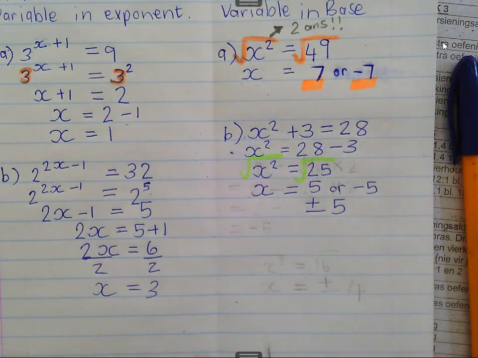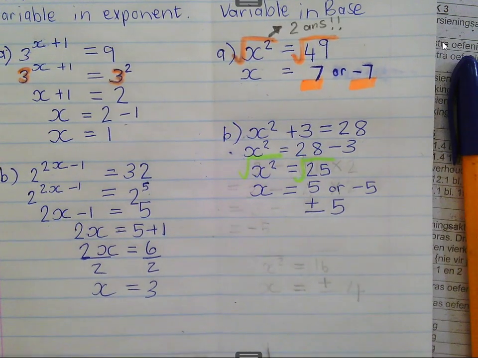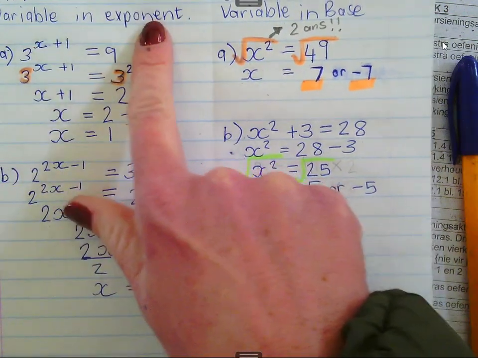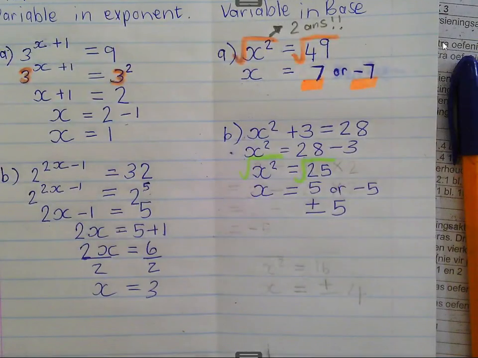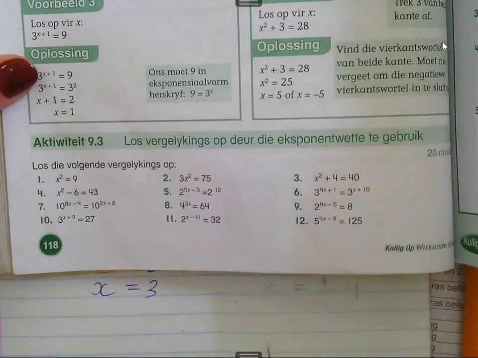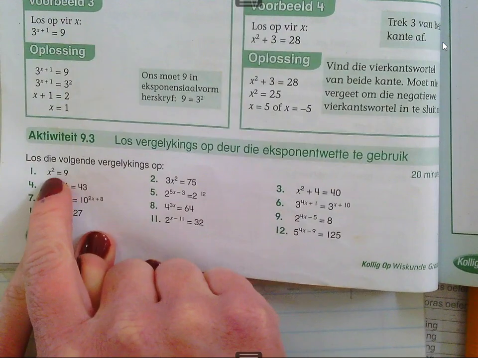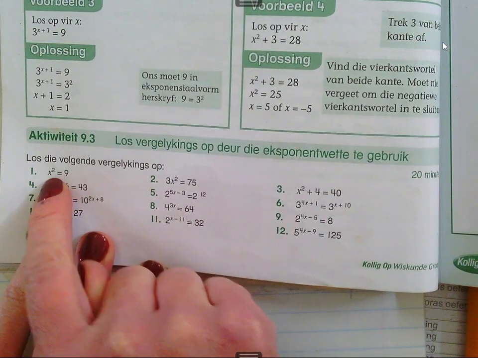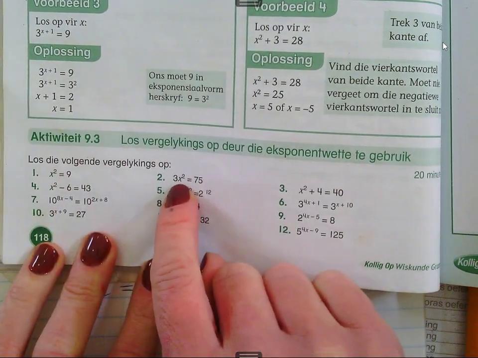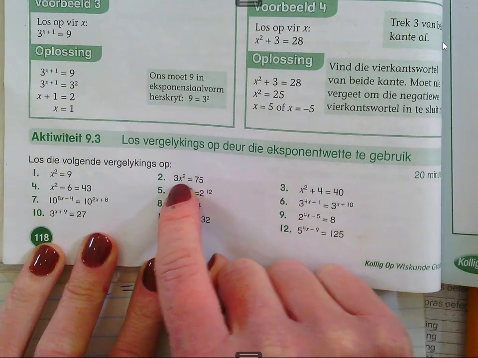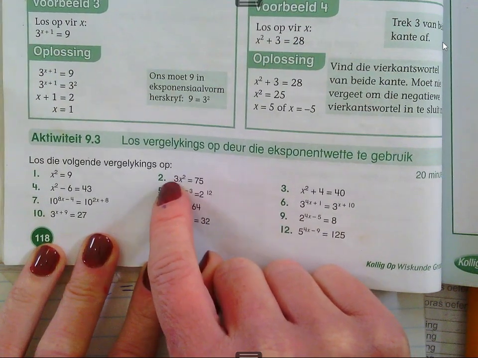Now I want you to practice it. All of the sums will either be variable in the exponent or variable in the base. It's on page 118. I will put it on now. Let everyone just finish writing. Page 118, right at the bottom, activity 9.3. There are 12 of these sums. As you see, x in the base at number 1. There I want you to think, are you going to take over the square or the 3 first?